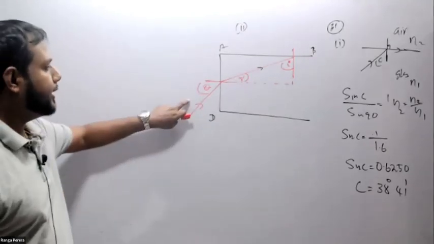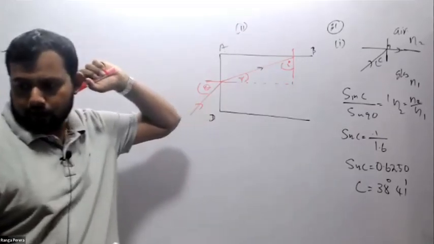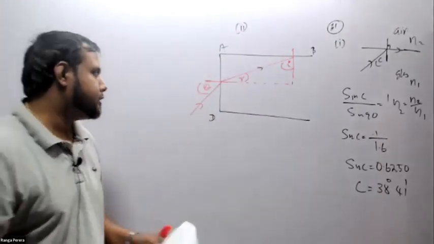Then as R changes, I changes, depending on the value of the ray. A similar type of question I discussed last week also.